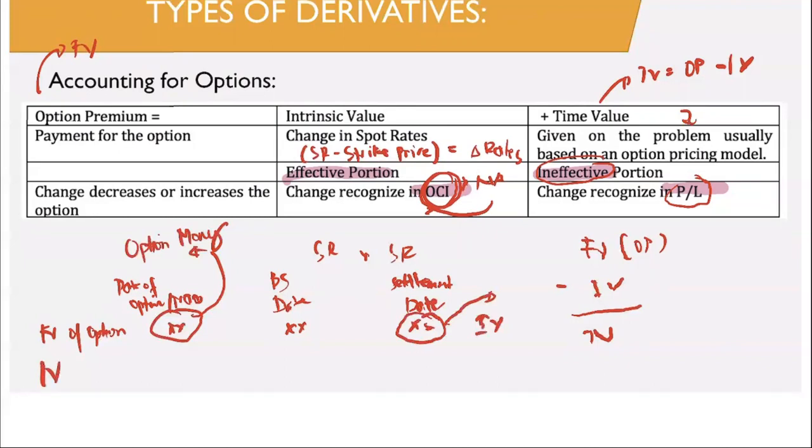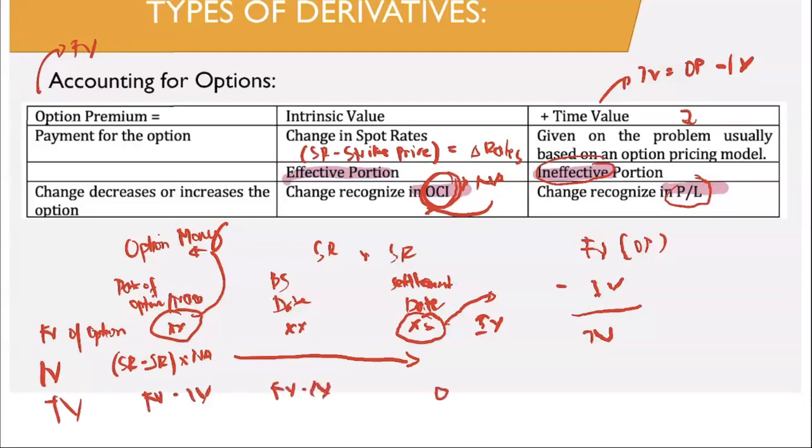Next, intrinsic value. How do we compute your intrinsic value? Again, it is the strike price less the spot rate, multiplied by the notional amount. That is your intrinsic value, and that is the same among all of the others. And time value is equal to your fair value less intrinsic value.